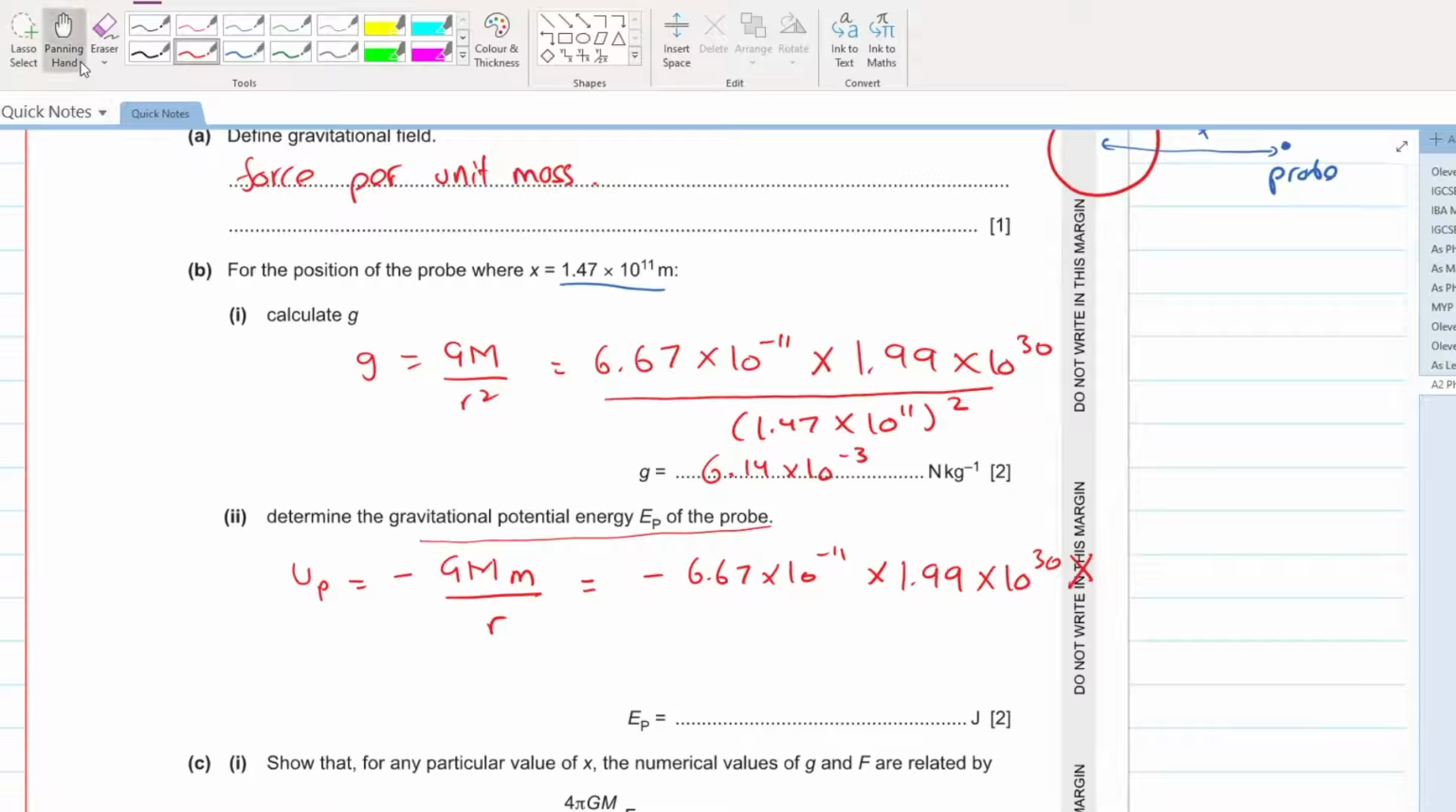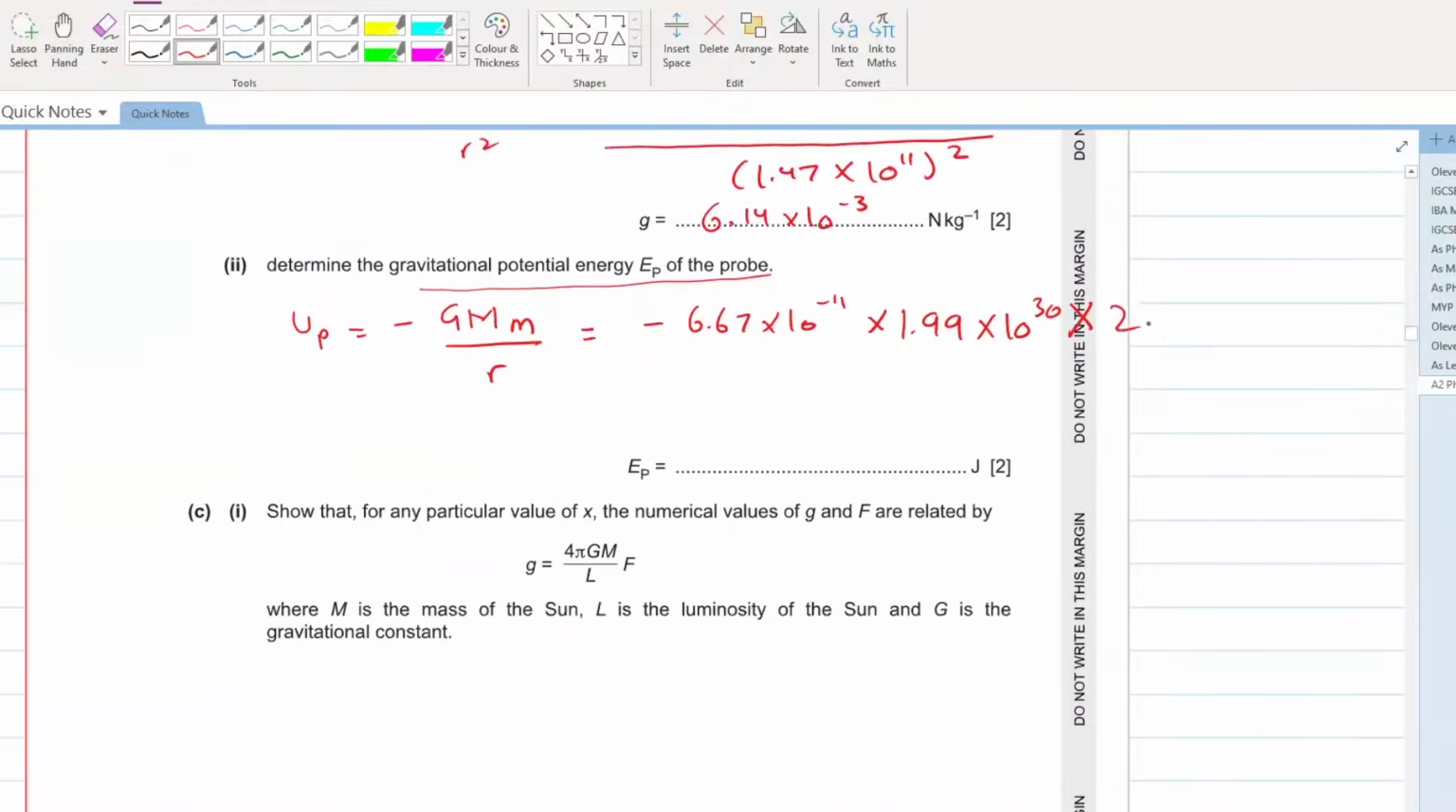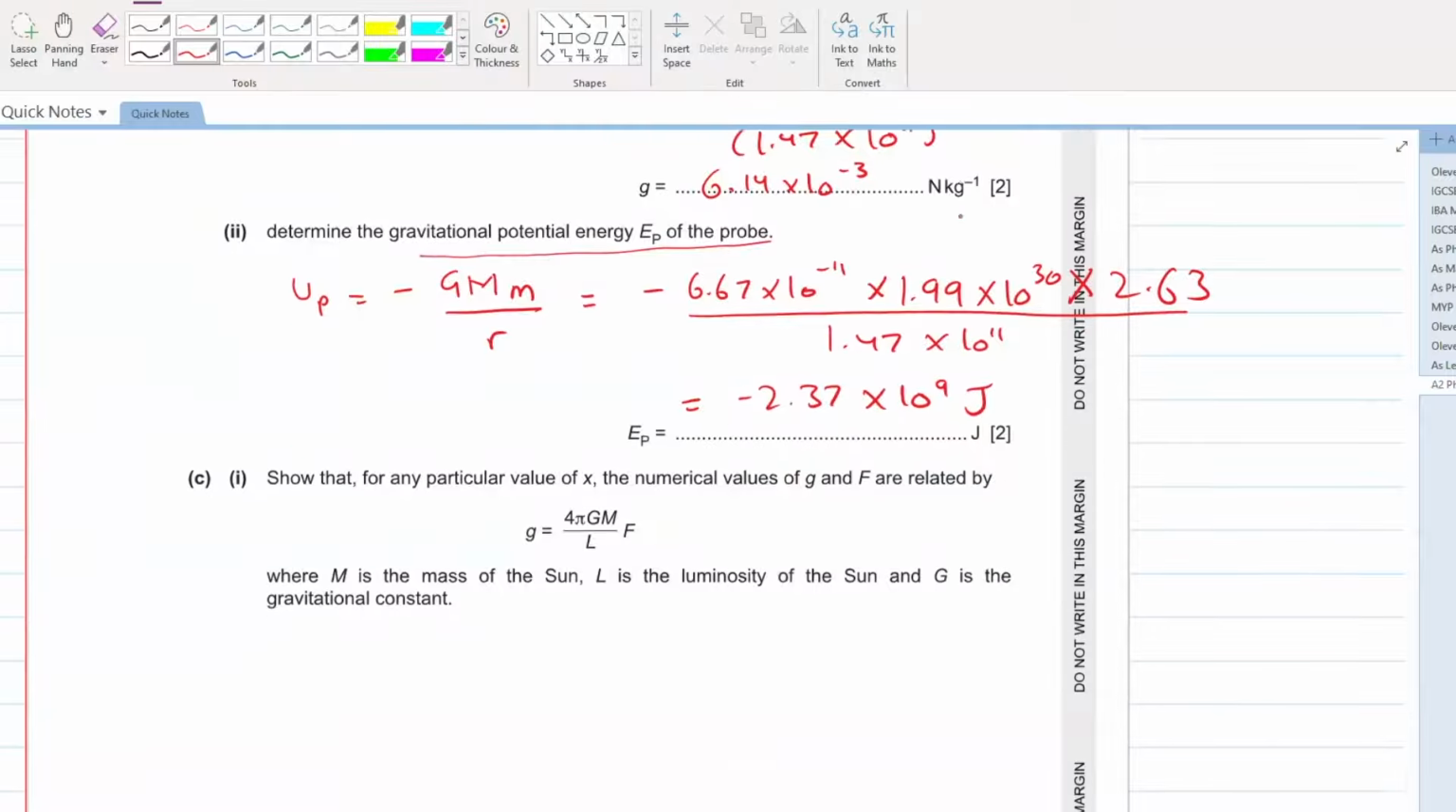What is your small m beta? Small m क्या है? 2.63. Perfect. Multiplied by 2.63 divided by the radius, 1.47 into 10 raised to the power of 11. I would advise all of you to do these calculations. इससे ये होगा कि your calculator skills will improve. Your answer comes out to be negative 2.37 into 10 raised to the power of 9 joules. Perfect. Nothing complicated here. Very good, Wahab. Shabash, beta. Chalo, let's further move ahead.